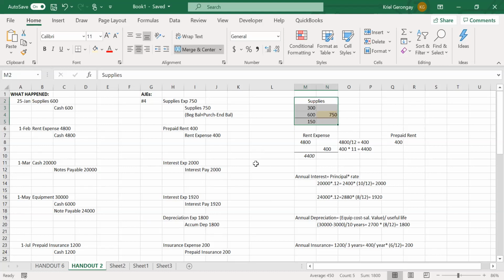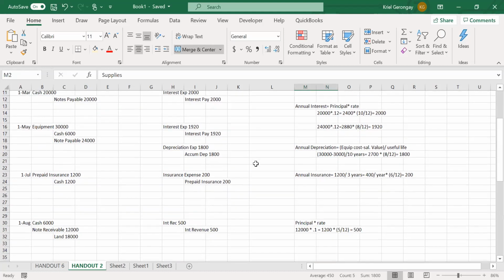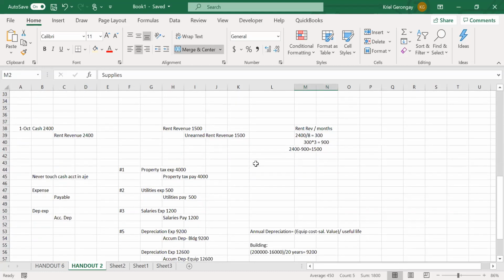So did we use all the information or just some of it? Because like salaries, did we do an adjusting journal entry for salaries? Oh, did we skip that one? Are you referring to number 3? Oh no, it's here. Yes. So when we did that, did we do later on an adjusting journal entry?